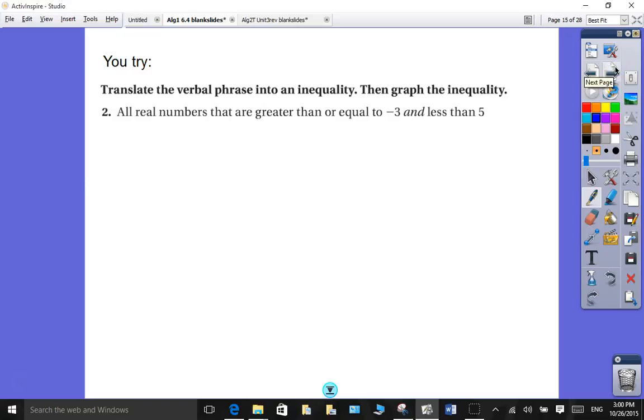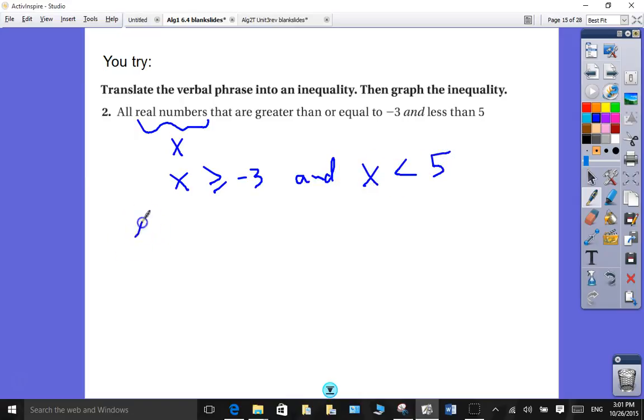Okay, translate the verbal phrase into an inequality. All real numbers that are greater than or equal to -3 and less than 5. So again, you can write it like x is greater than or equal to -3 and x is less than 5.